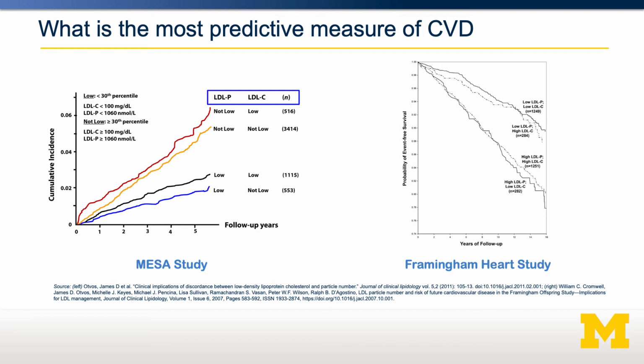Now, the first thing I want to draw your attention to is that in both groups, the people who had the highest LDL particle numbers tended to also be the people that had the highest LDL-C numbers. But there are some individuals who have high LDL-P, but not high LDL-C. It turns out those people are at similar cardiovascular risk to the people who had high LDL-P and high LDL-C. In contrast, both groups that had low LDL-P, independent of their LDL-C levels, were at lower cardiovascular risk. What this means is the most predictive measure is LDL particle number.